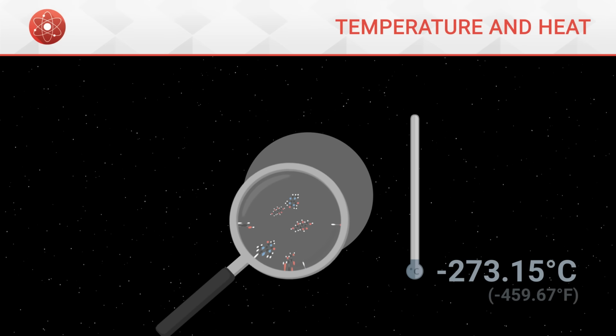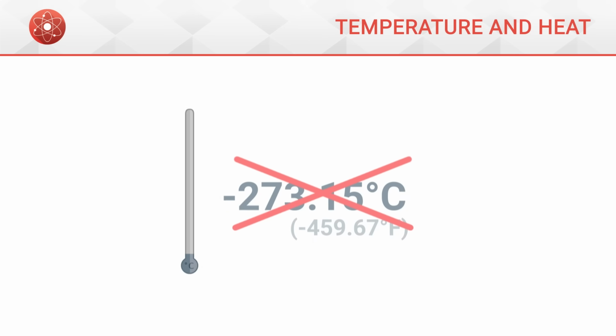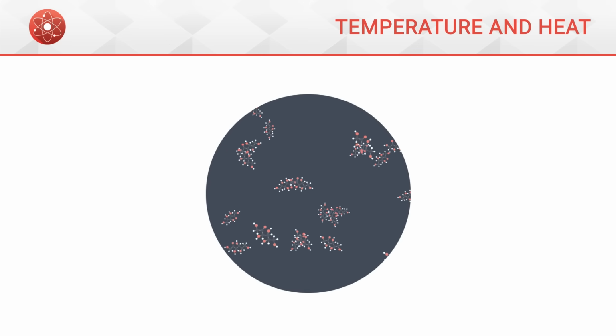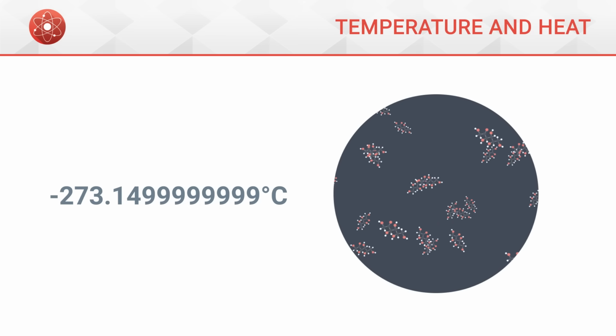fact be completely motionless. It is therefore impossible to cool down an object any further, as it would have already lost all its agitation. This minimum temperature is called absolute zero. In practice, it is impossible to reach absolute zero. However, we can, in laboratories, approach it to within a few tenths of a billionth of a degree.